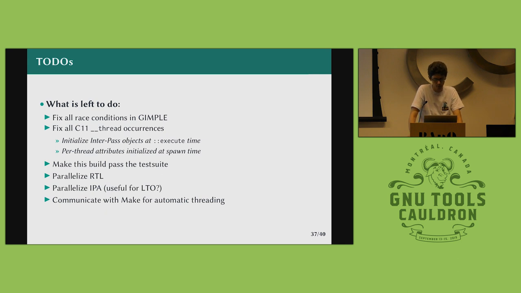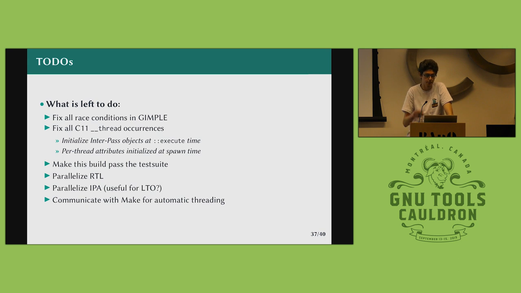However, this is not desirable, since not all compilers might implement this. So we need to remove this, either by initializing the inter-procedural object at execute time and thread attributes at spawn time. We also need to make this build pass the test suite, since currently it's not passing several tests. And also parallelize RTL and maybe parallelize inter-procedural analysis, because it may be useful for LTO.